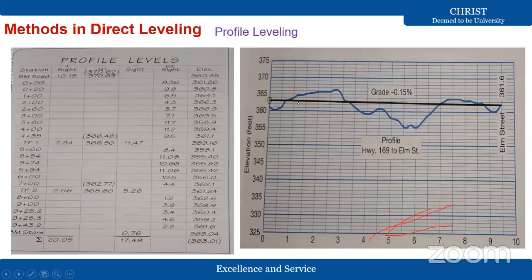Profile leveling means, if you see this figure, these are the stations. Station means the staff position, wherever you have found out the elevation. And these are the elevation values. If you draw the longitudinal profile, it is the same thing with reference to some datum. With reference to the datum, you will know what the profile of your ground is.